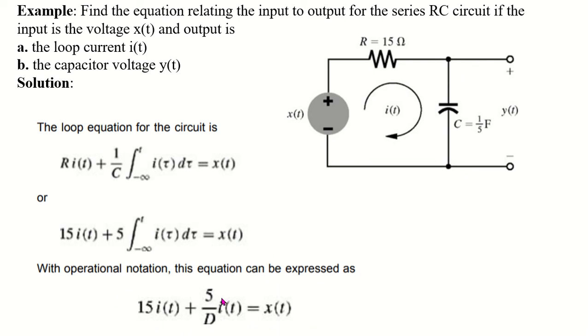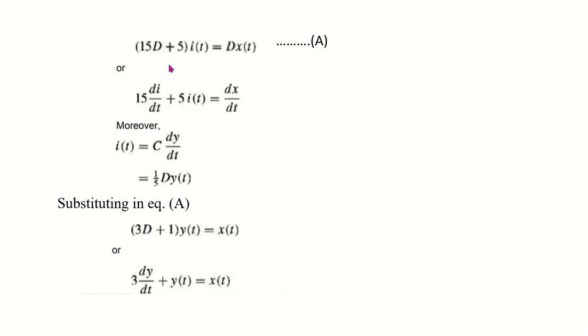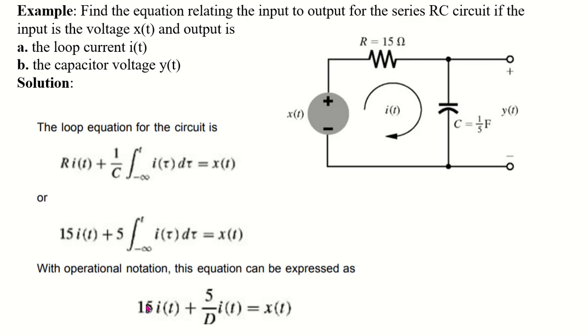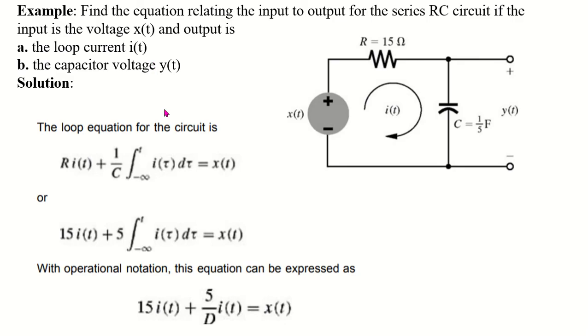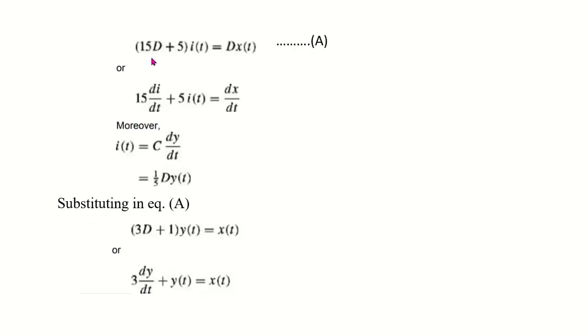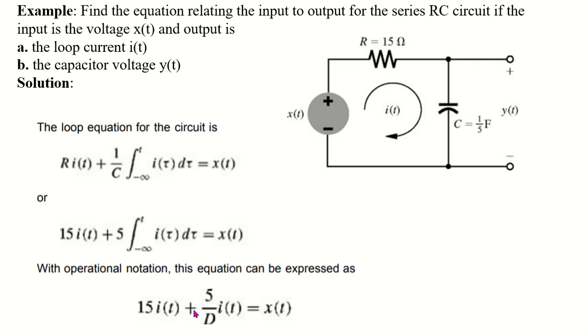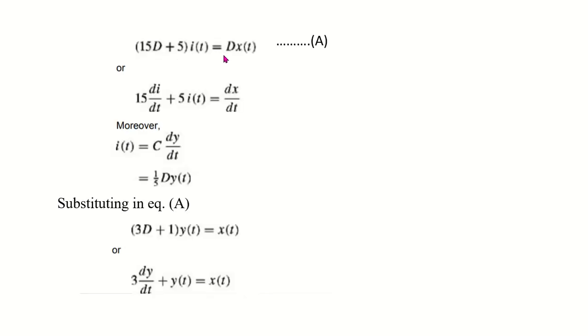So 15I plus 5 upon d I equal to x. Now this can further be simplified as 15d. So if we take d on one side, we cross multiply it, so what we are left with is 15d plus 5, and I is taken as common here, and then d, this will be equal to d times x(t).